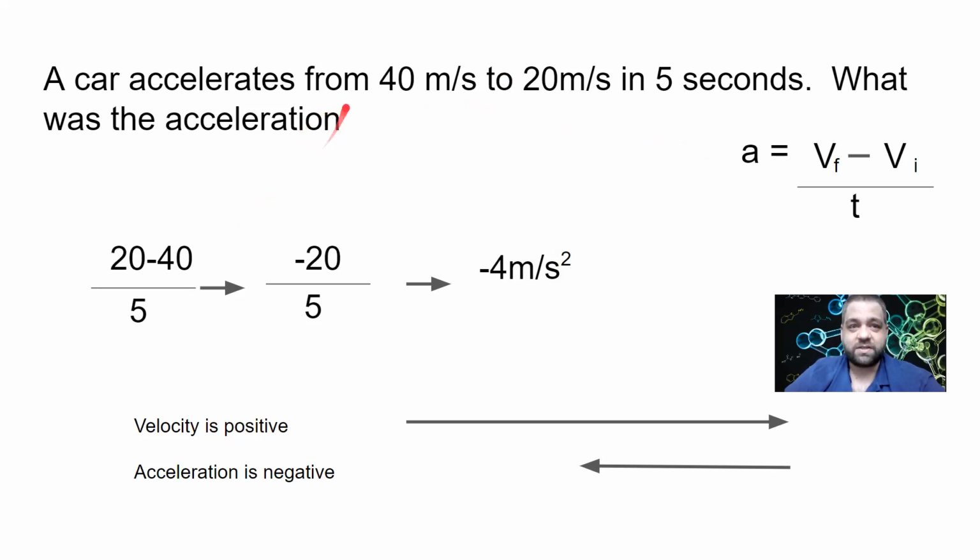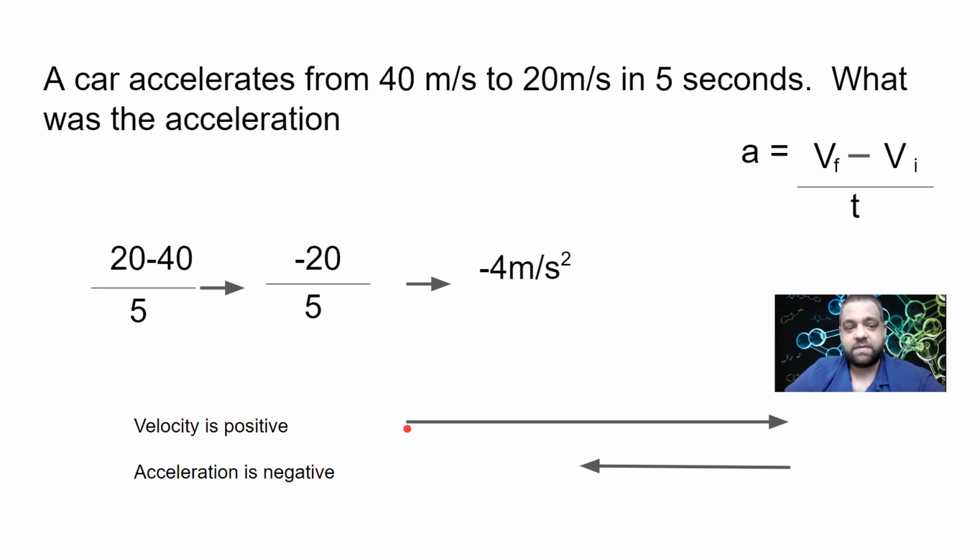So our initial velocity is going to be 40. And then our final velocity is going to be 20. So it's 20 minus 40 is minus 20 divided by 5 is negative 4 meters per second squared. So when we're slowing down, we're going to get this negative acceleration. So a negative acceleration is valid and logical in physics.